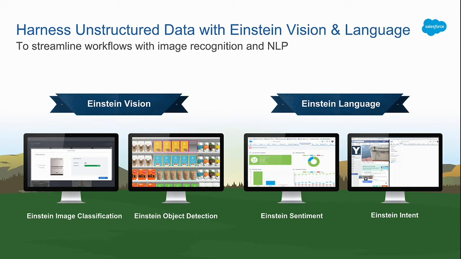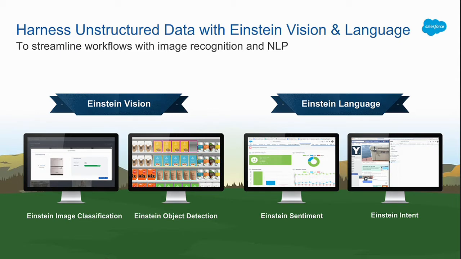So under Einstein Vision, we have image classification. This allows you to train your own computer vision models very easily by just putting images in folders, and you define the categories, and then you give it new images it's never seen before, and it'll be able to tell you which category that image belongs to.